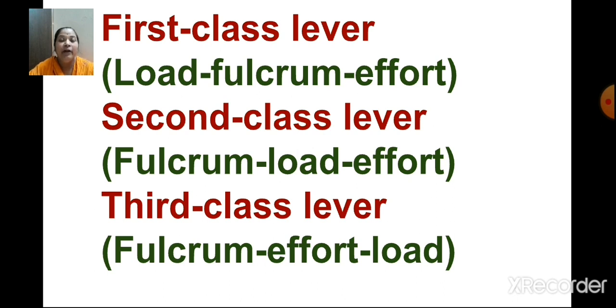Now we have already discussed that the work that has to be done is called load, and the force that you apply to do that work is called effort. And fulcrum is a fixed point which is between the load and effort to help perform the work.